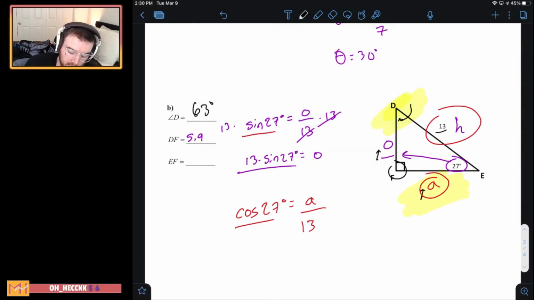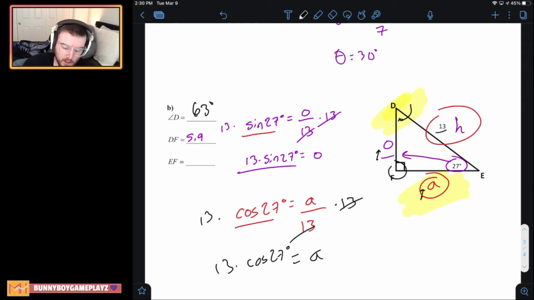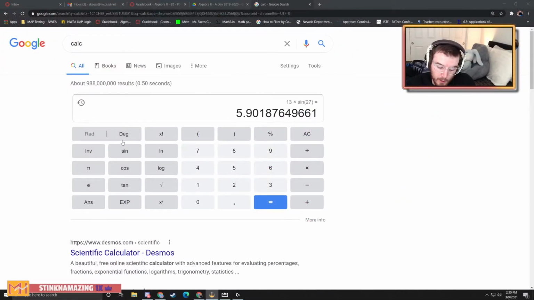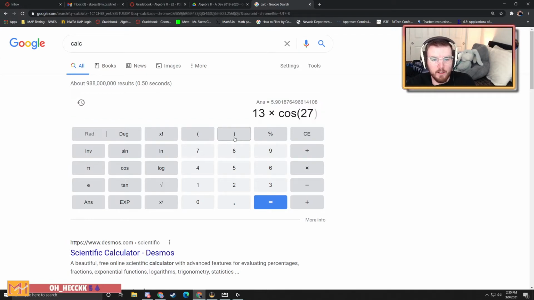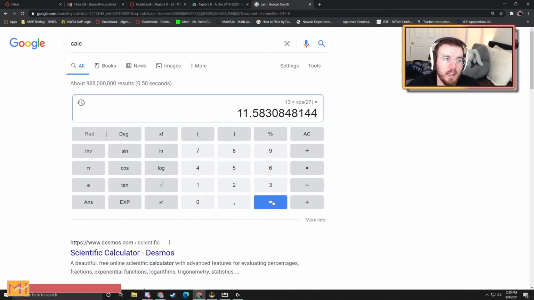All right, hopefully you plug that into your calculator. You said, okay, I'm just going to literally copy paste what he did in the previous problem. Yes, exactly. Please do that, right? You're trying to solve for A instead of O. We used cosine instead of sine. We're in degree mode. 13 times cosine of 27 degrees is 11.6.